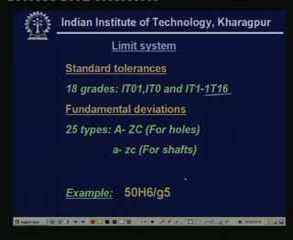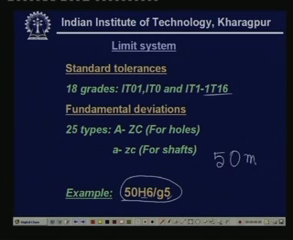So, as an example, lastly, if you look at the board please, you can see that I have written 50H6G5. What does it refer to? It refers to its basic or nominal size being 50 mm.